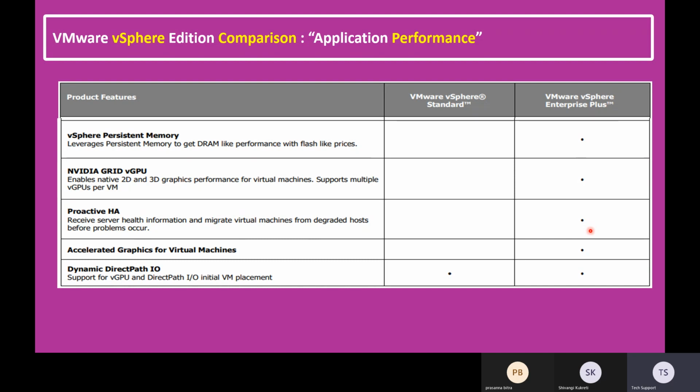This feature can be enabled only with an Enterprise Plus license. And accelerated graphics for virtual machines, even the virtual machine speeds up the graphics also. It's available in Enterprise Plus. And the dynamic DirectPath I/O, this is also available in both editions, so you can use it on Standard and Enterprise edition. But if you need GPU, only in Enterprise Plus.